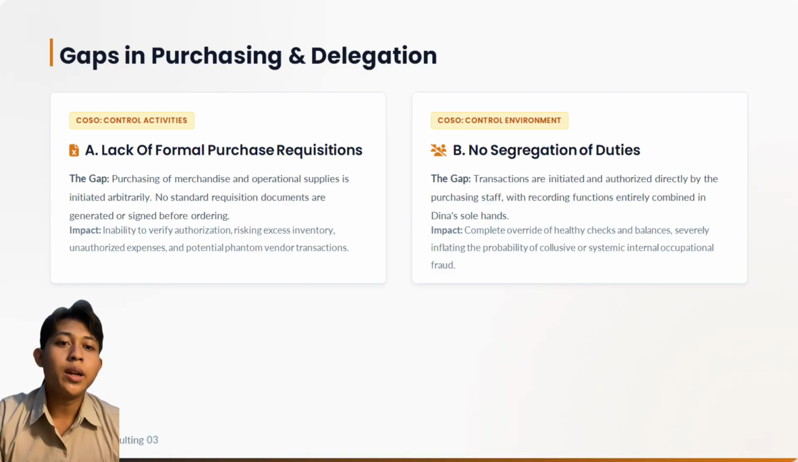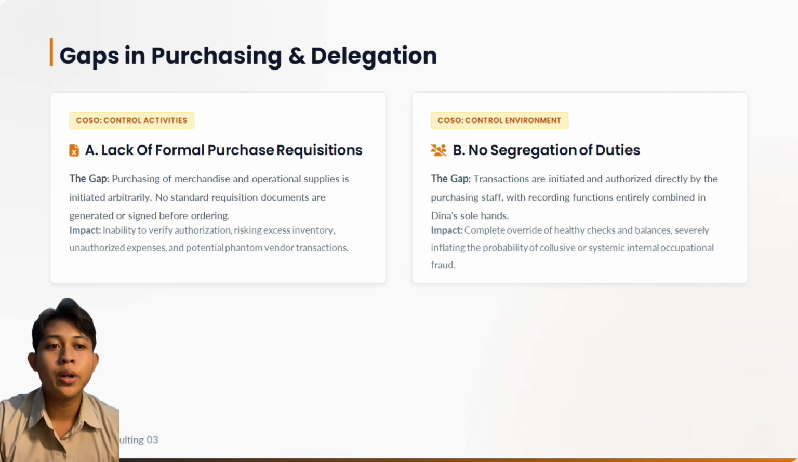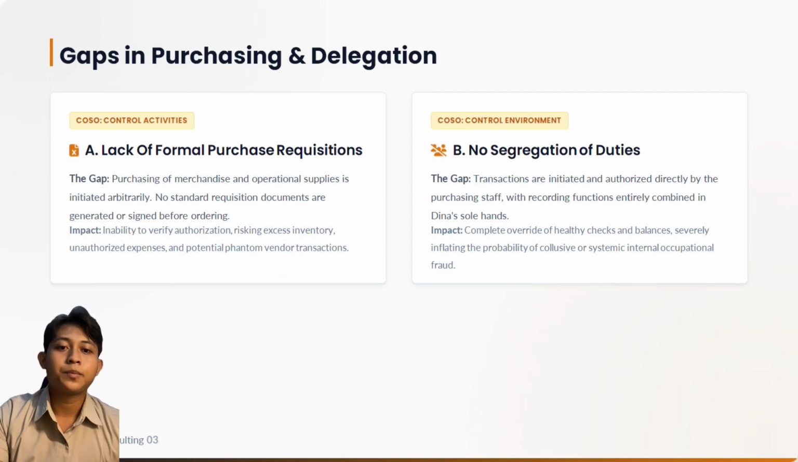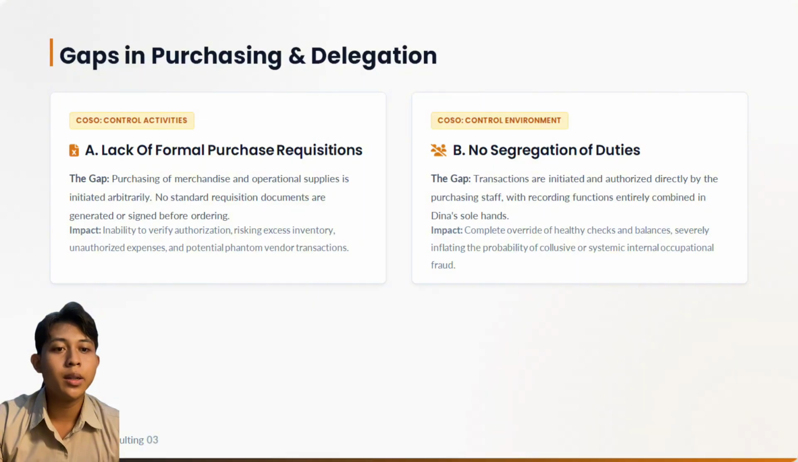This weakness relates to the COSO components of the control environment and control activities, as management has failed to design a secure organizational structure. As a result of this condition, the opportunity for fraud is wide open. Dina could easily create a fictitious PO to a fake vendor, which might belong to her or her associates, and then record this payable transaction in the books as if it were a legitimate business deal.